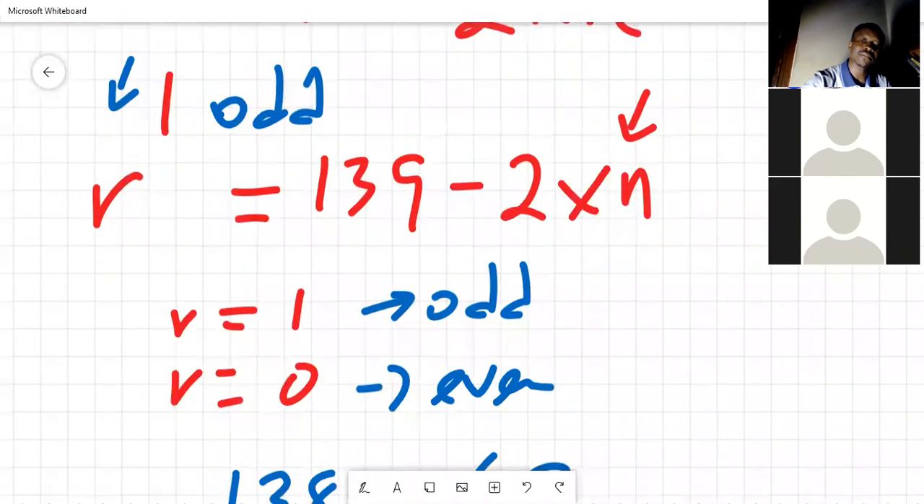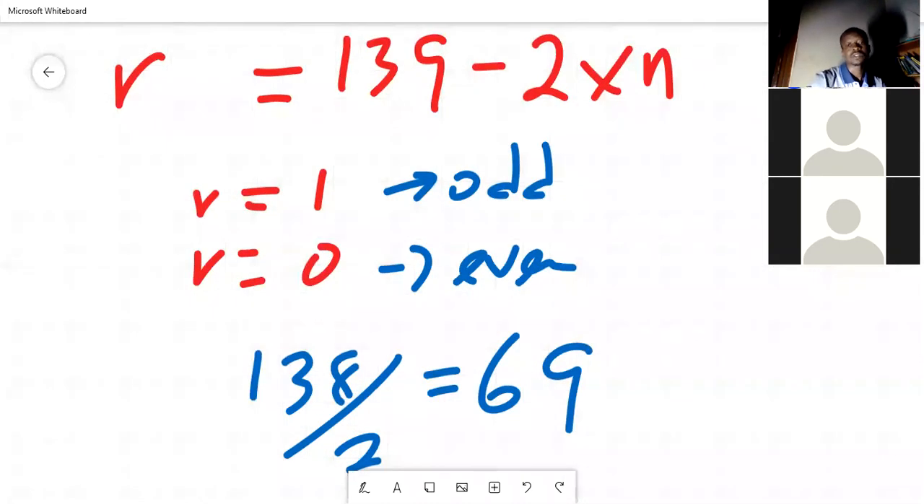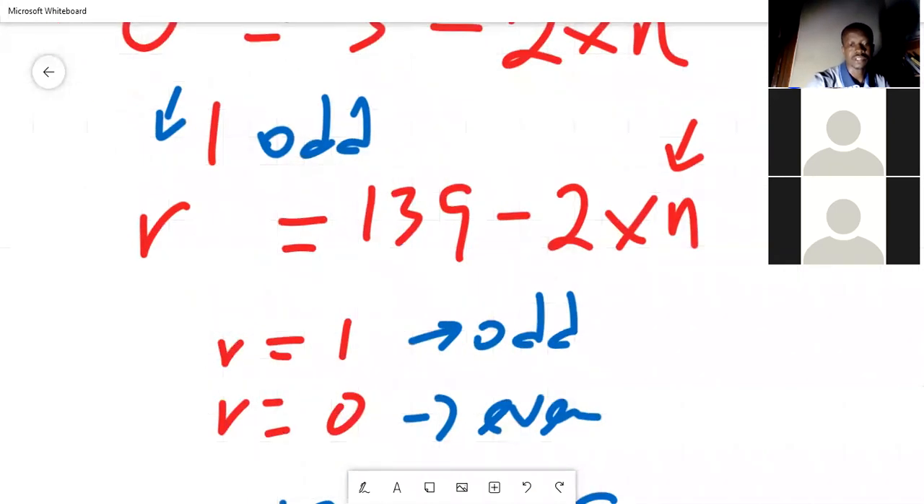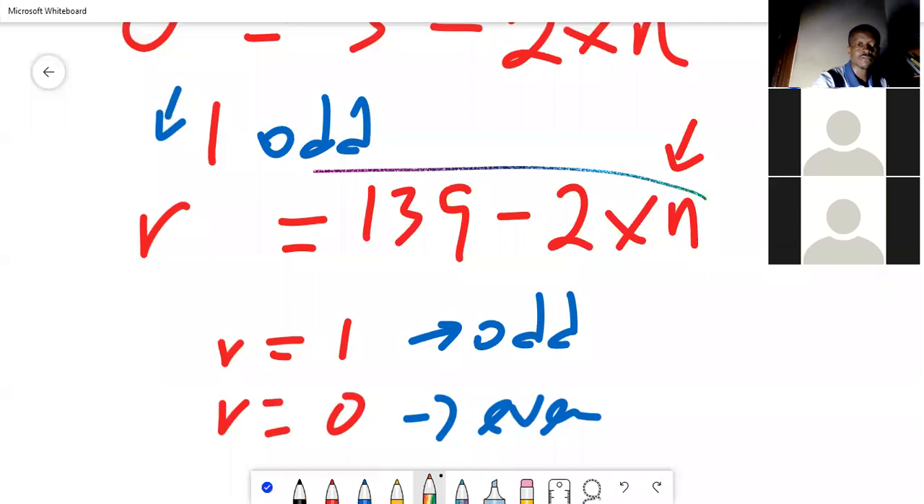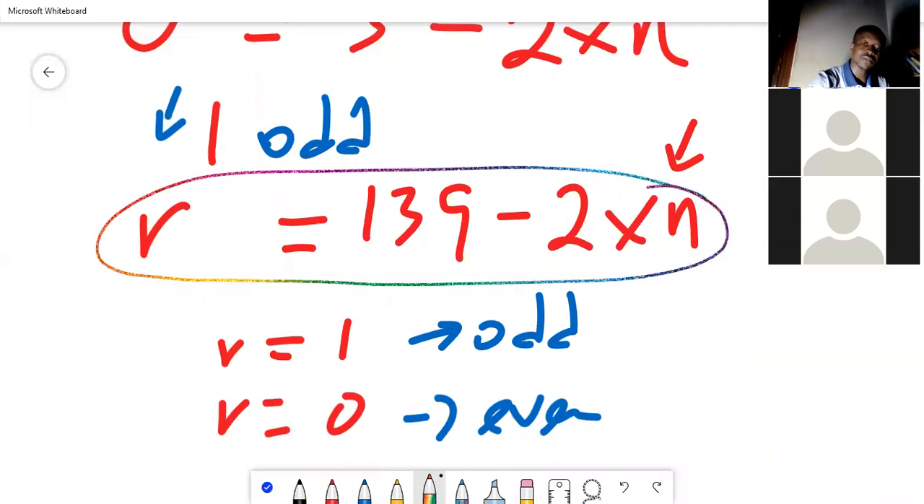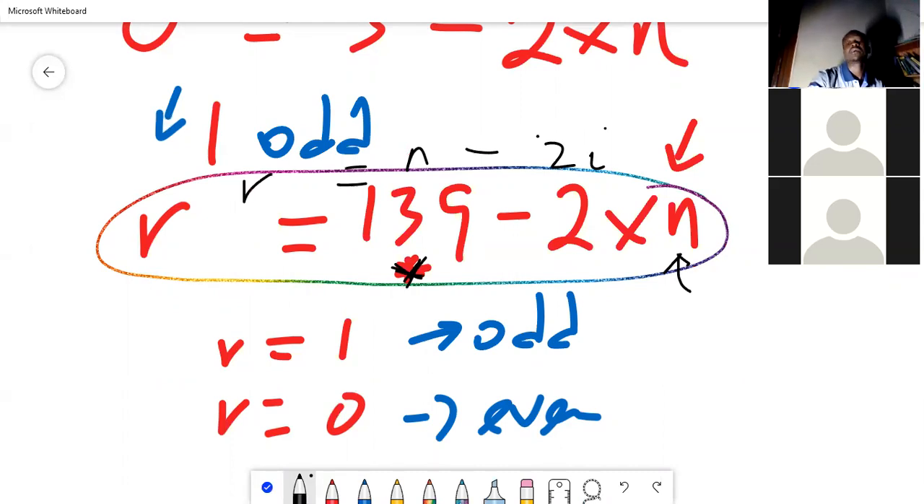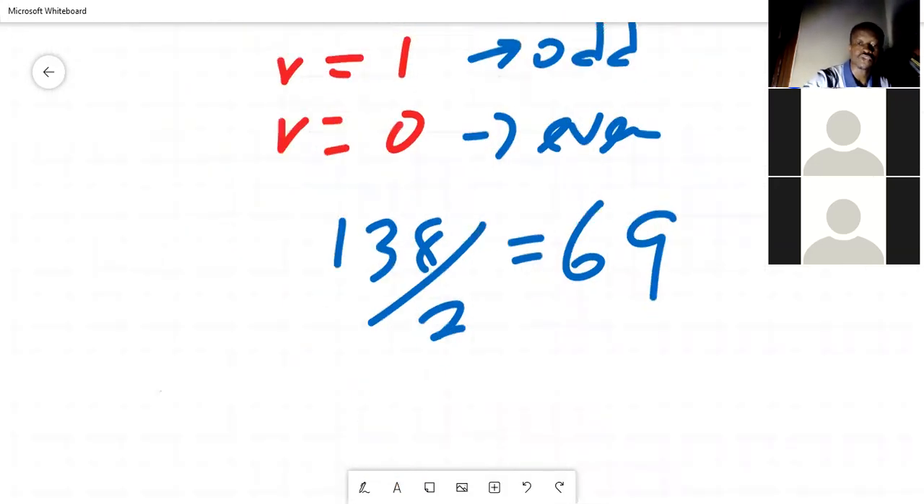So the formula is here. You take a number R. Look at this one up here, let me draw a circle on it. This is the formula. In this formula, you take a number and then you subtract 2 times I. In fact, this is supposed to be called I. So this is N minus 2I equal to R. Are you okay? Then you are iterating through the I. You are increasing the value of I from 0 to a certain number such that R is equal to 1 or 0. So you keep checking. That is the kind of algorithm you are supposed to be writing or drawing.